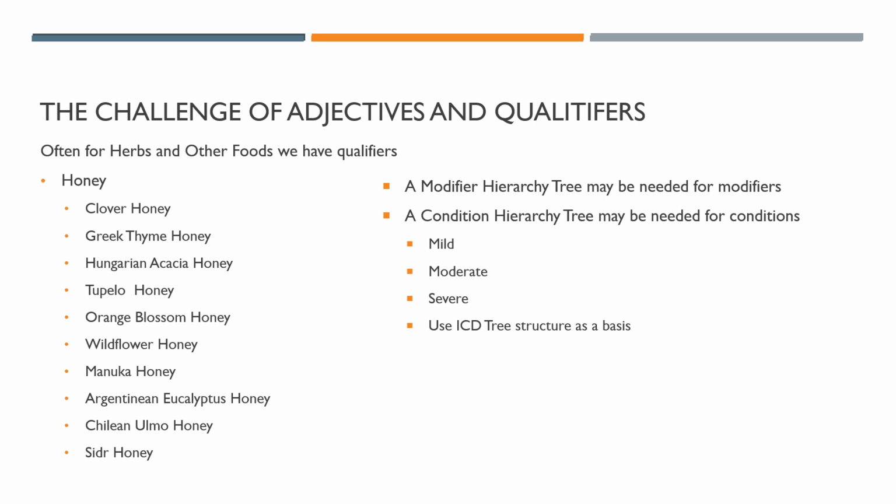Similarly, when we deal with conditions, we may need to add in condition modifiers like mild, moderate, severe, and so on, and we may want to use the ICD tree structure as a basis. For example, inflammatory bowel condition will include underneath it Crohn's disease and UC, which means we have a different structure here.